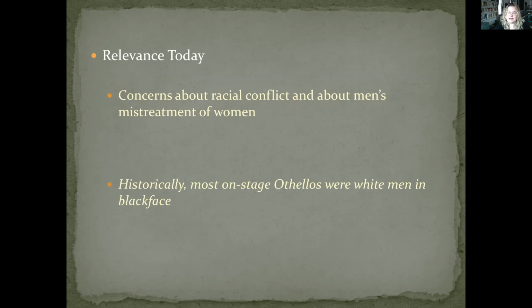So relevance today, we certainly still have conversations in our society about racism, about sexism. Of course, Shakespeare was English. This play was performed in England over 400 years ago. The play takes place in Italy. And we are in America in 2020.